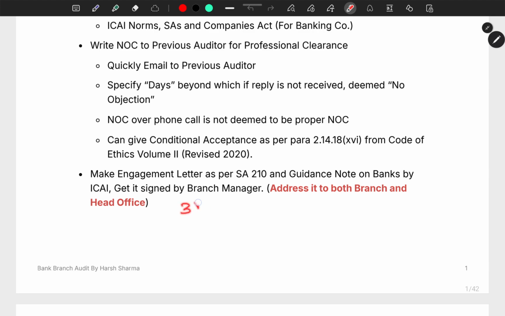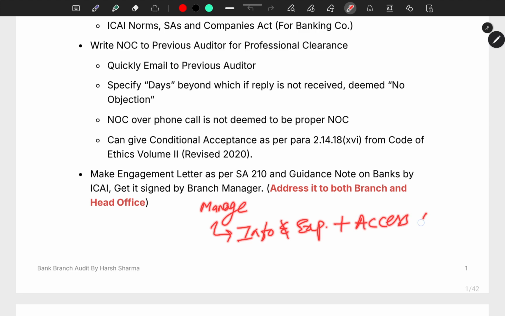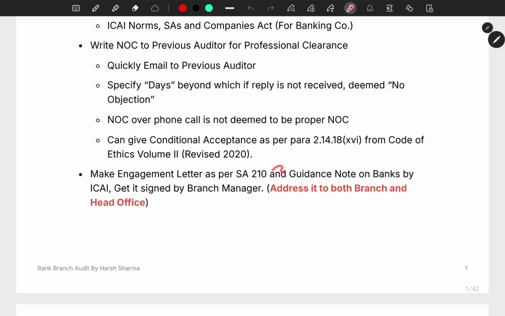The third and the most important one in this aspect, the third precondition, is the management should agree to provide information and explanation, and access to information, basically. That is the main concern for bank audit as well. So you should have the info as well. So this is what this 210 emphasizes.